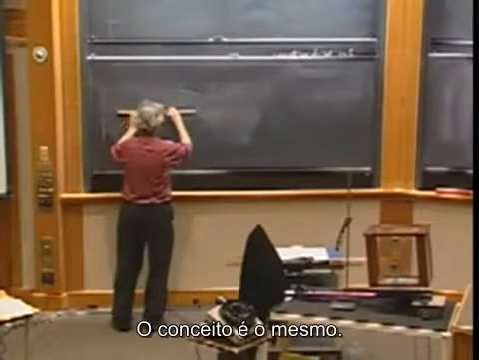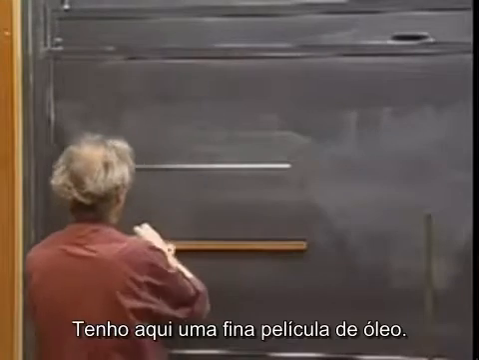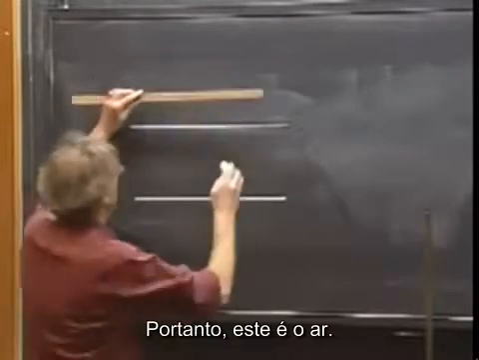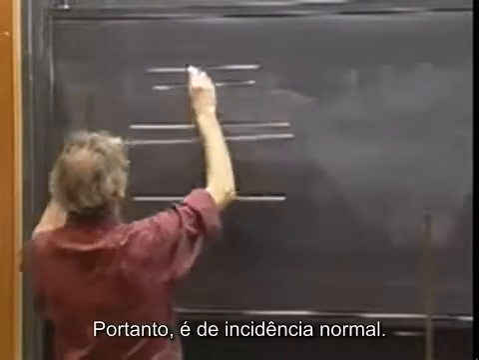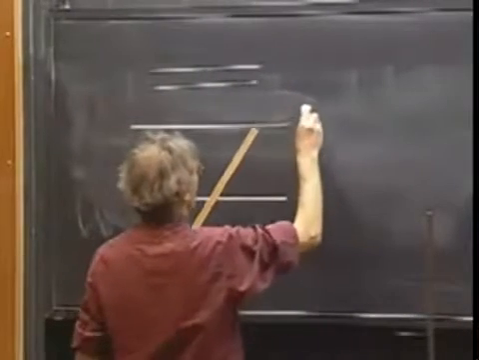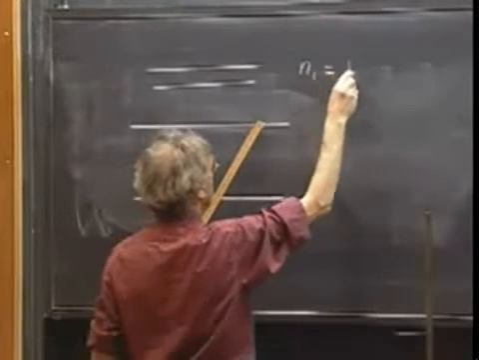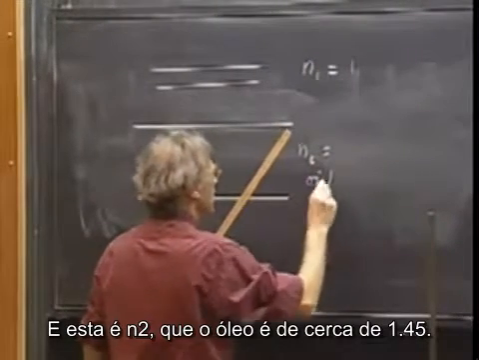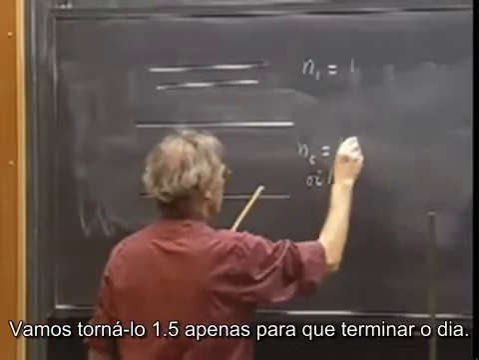The concept is the same. Thin film. I have here a thin film of oil, and we will shortly see what I mean by thin. So this is air, so we have plane waves of light coming in this way, so it's normal incidence. And this is N1, which is air, so that's about 1. And this is N2, which for oil is about 1.45. Let's make it 1.5, just so we round it off.